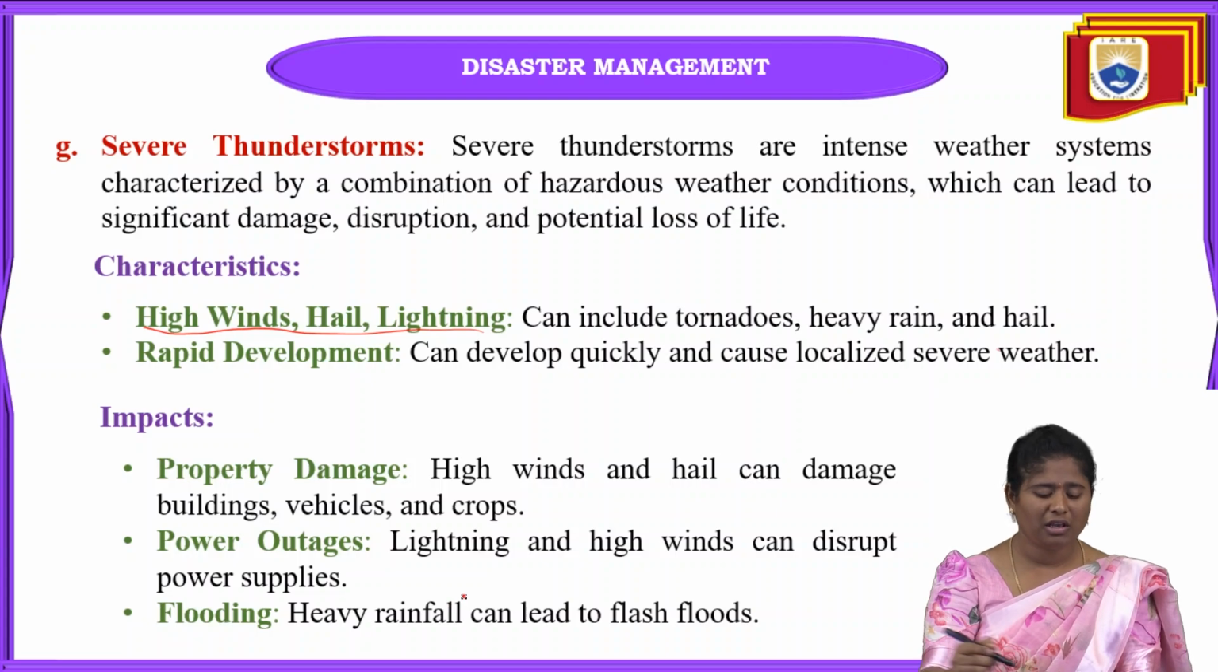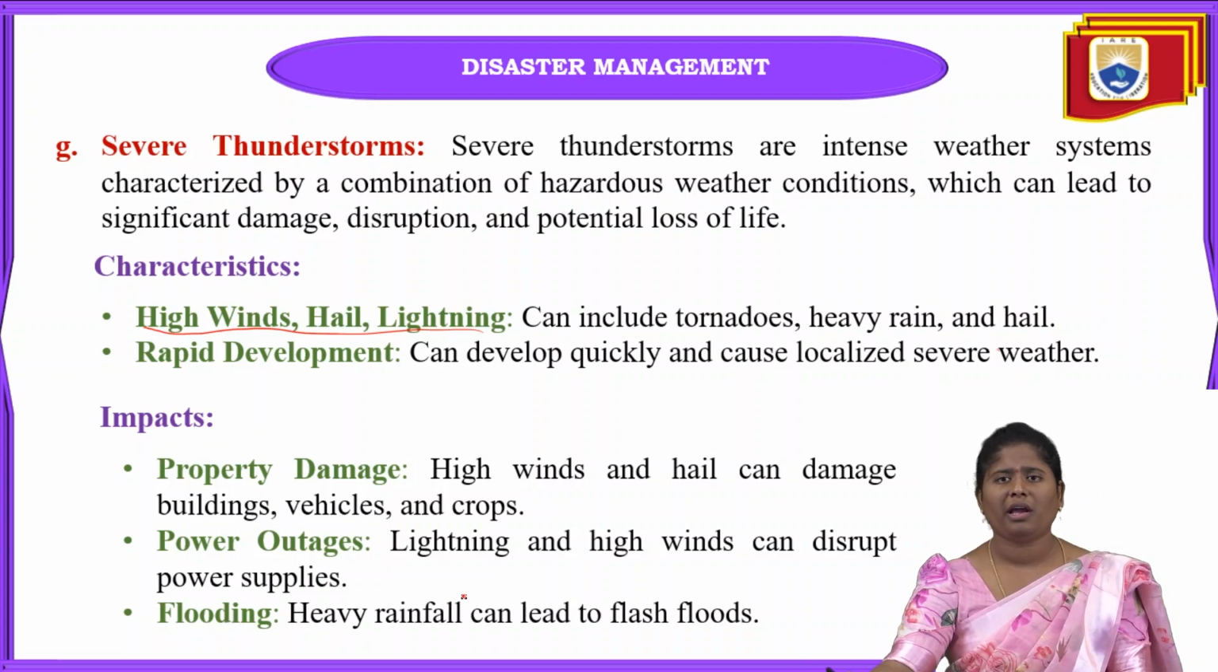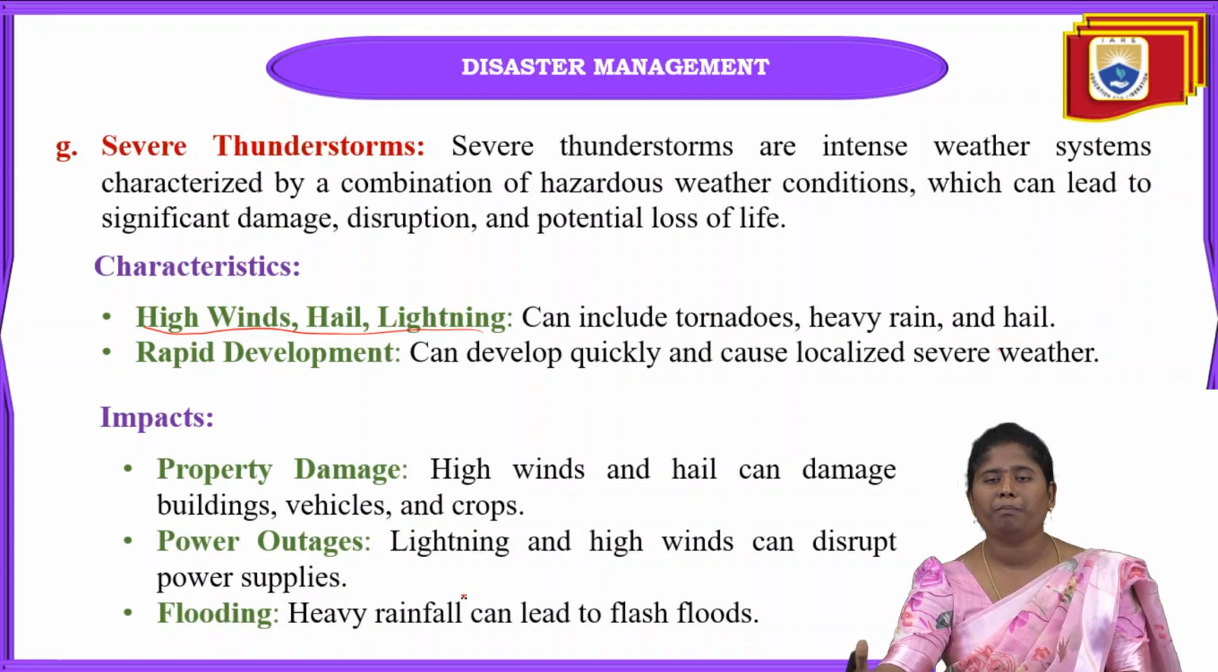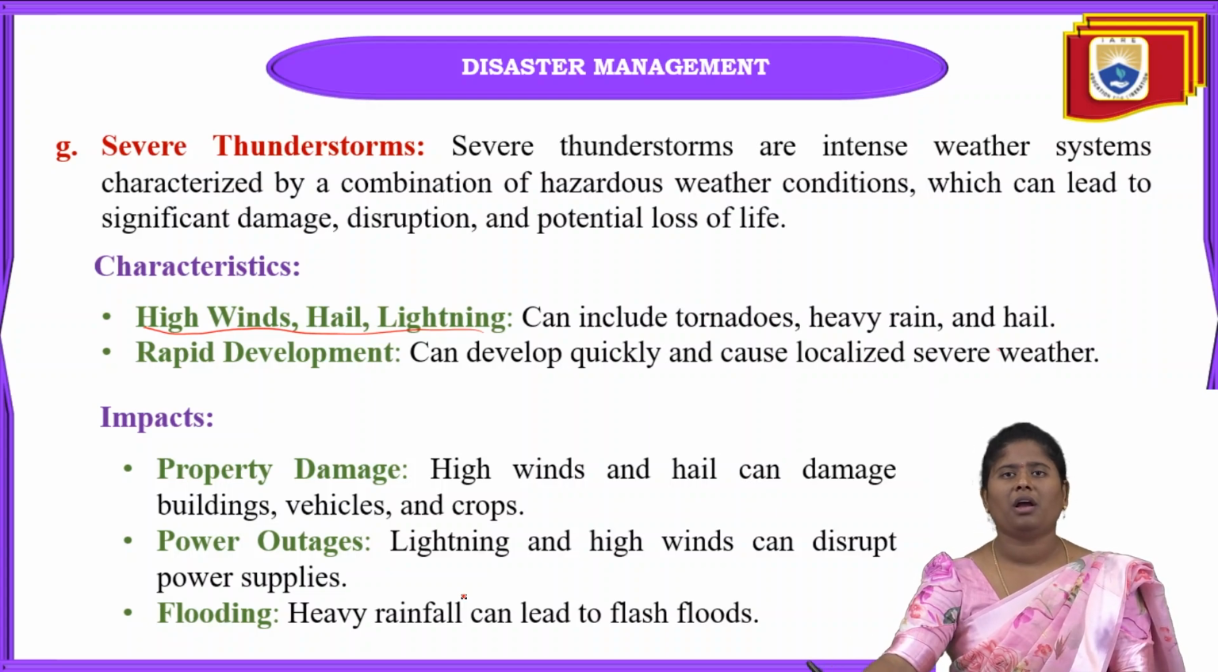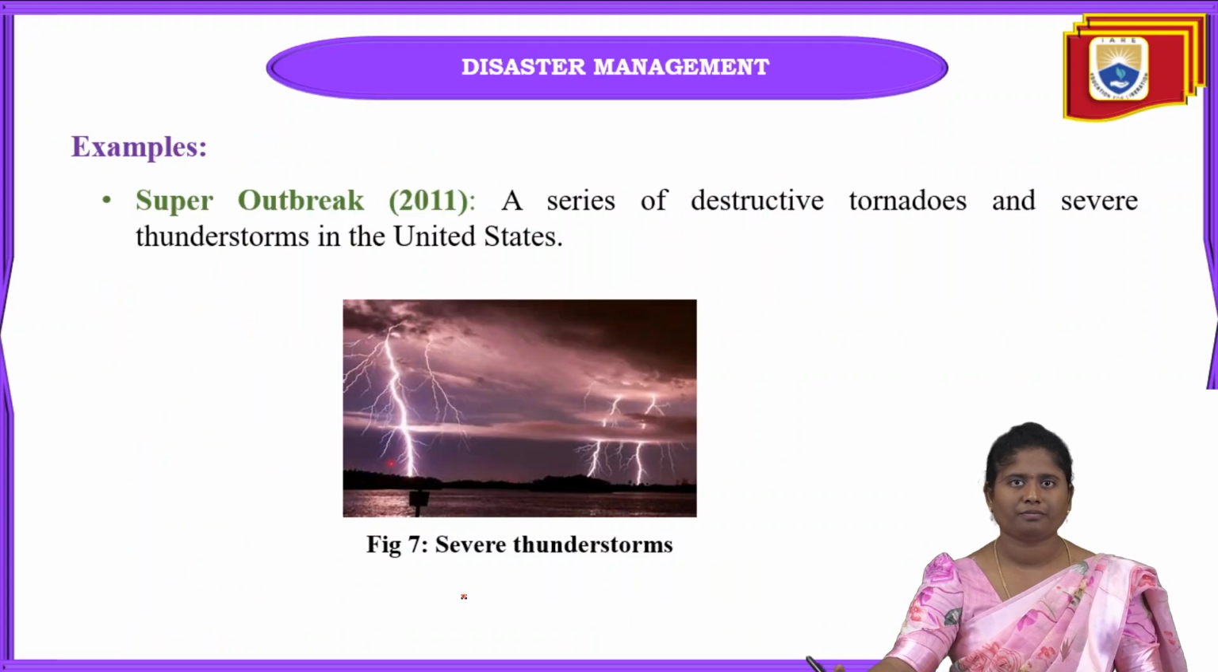And next, power outages. When any severe thunderstorm occurs, automatically lightning will come. Because of this lightning and also the high winds, it can disrupt the overall power grids, meaning the power facility will be damaged at that time. And flooding. Because of the severe thunderstorm, heavy rainfall can also lead to floods here.